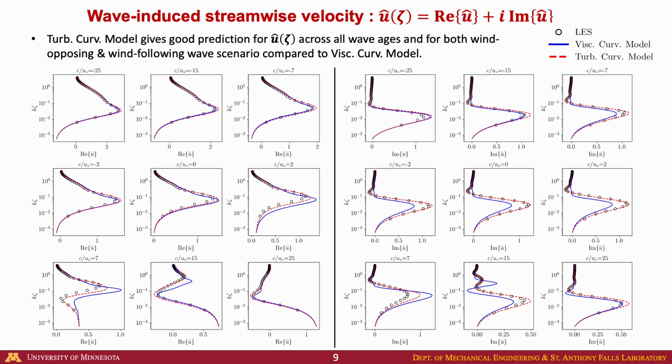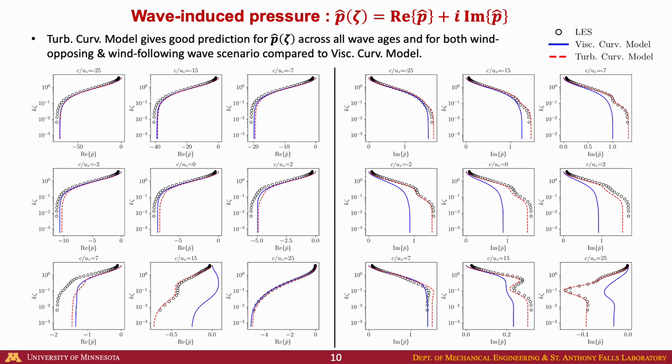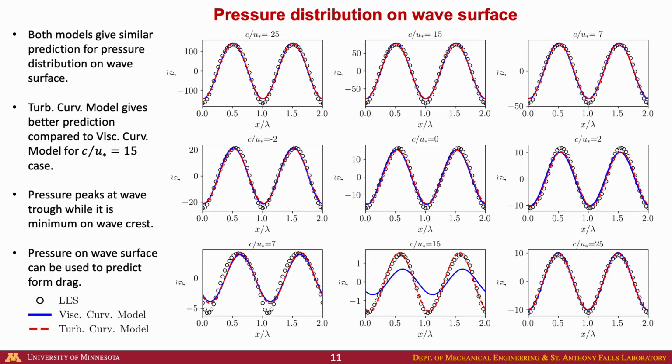Similar conclusions can be derived for wave-induced streamwise velocity. The turbulent curvilinear model gives improved predictions compared to the viscous model across all wave ages. The same conclusion applies to model predictions of wave-induced pressure as well. The turbulent model gives improved predictions relative to the viscous model, although slight deviations exist for certain wave age cases.